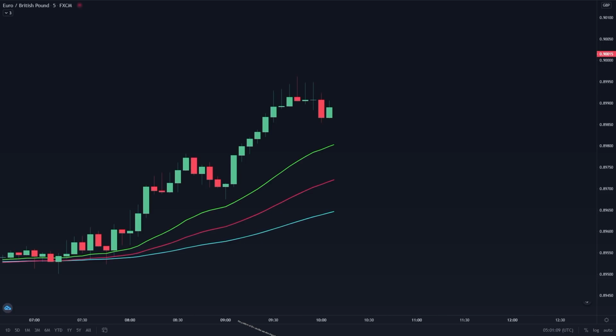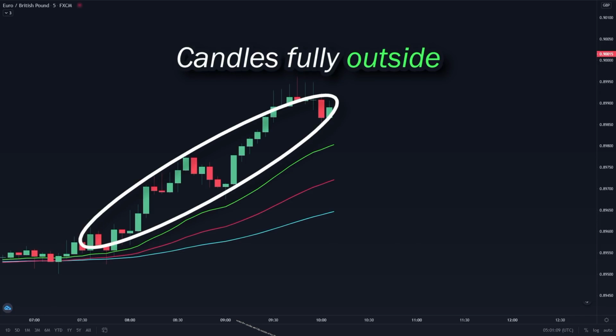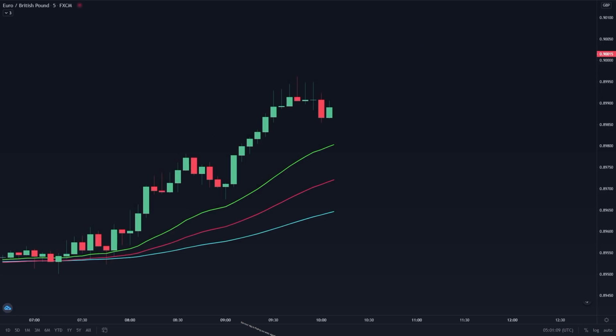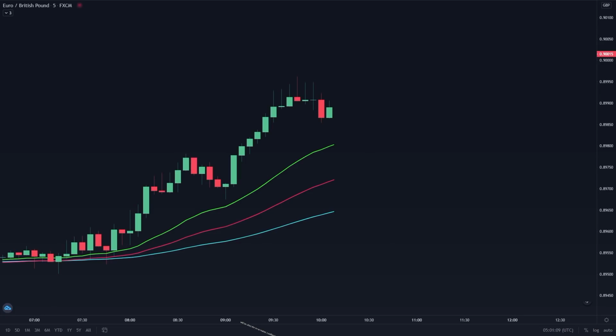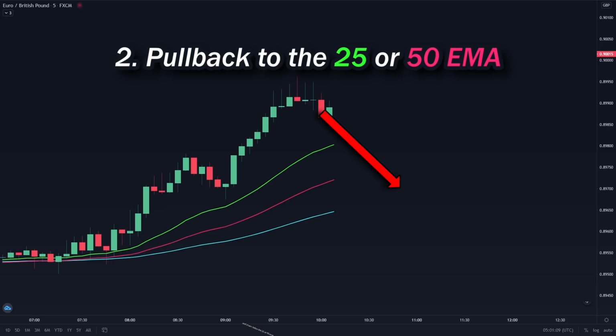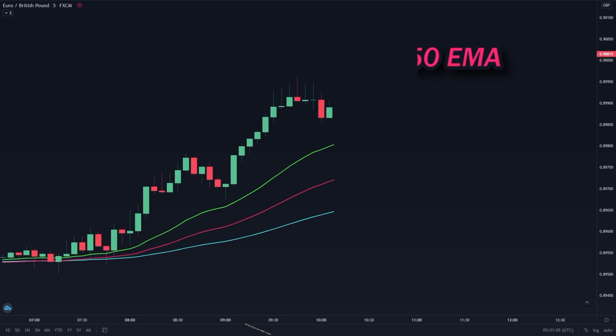The position of the candles are also important. You want to find a setup where the candles are fully outside of the 25 EMA like this. So once you've identified the setup, the next step is finding our entry signal. Our entry signal will be when the price makes a pullback and closes below the 25 or 50 EMA. Let me show you what I mean.